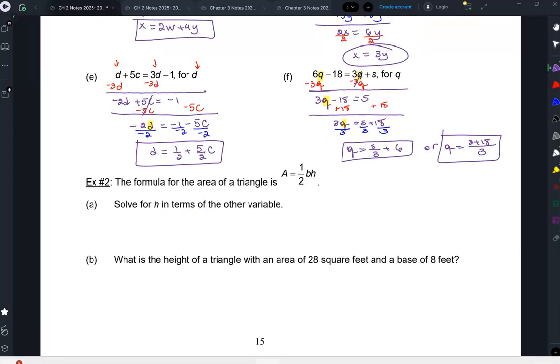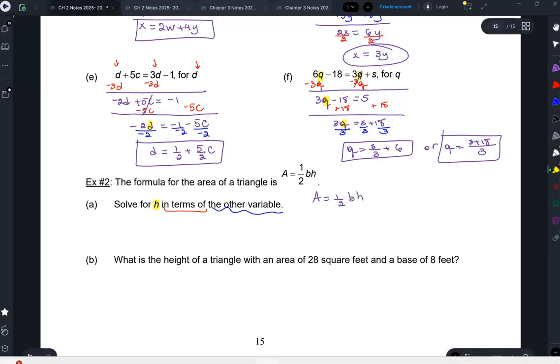Now look at this. This is a formula for the area of a triangle. Half times base times height, right? You've seen that before, yeah? Solve for H in terms of the other variables. When I say solve for A in terms of X, I mean the equation should have the other variables in there, okay? All right, so let's write that here. A equals 1/2 B times H.